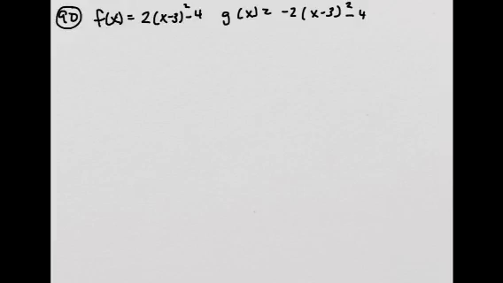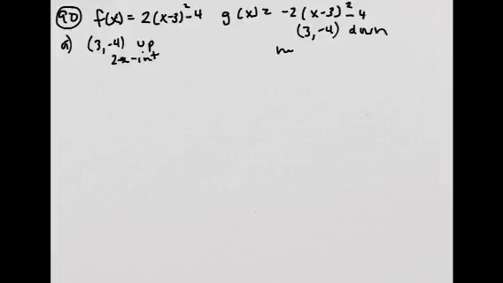Okay, so for number 90, it says that without graphing, for part A, determine whether each function has x-intercepts. Well, I know that the vertex on f of x is 3, negative 4, and I know it opens up. Okay, so 3, negative 4 is below the x-axis, and it opens up, so this one has 2 x-intercepts. For g of x, the vertex is the same, 3, negative 4, and it opens down, because a is negative. And so 3, negative 4 is below the x-axis, and it opens down, so this has no x-intercepts.